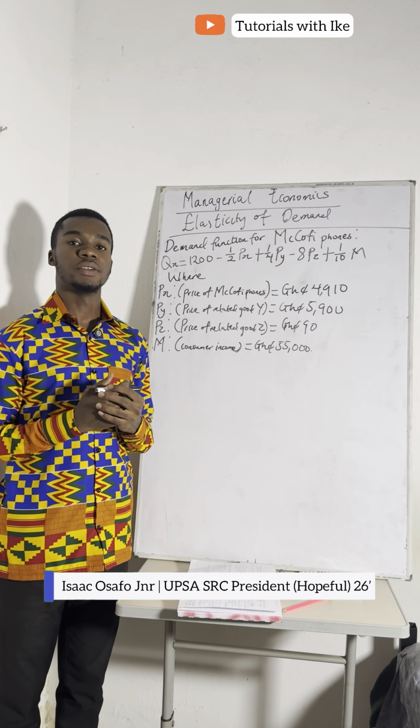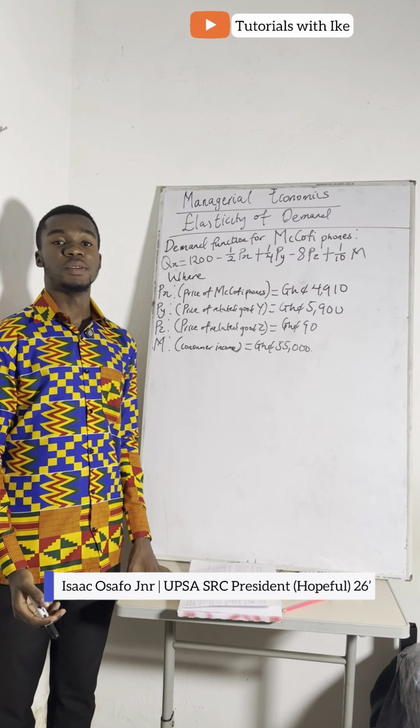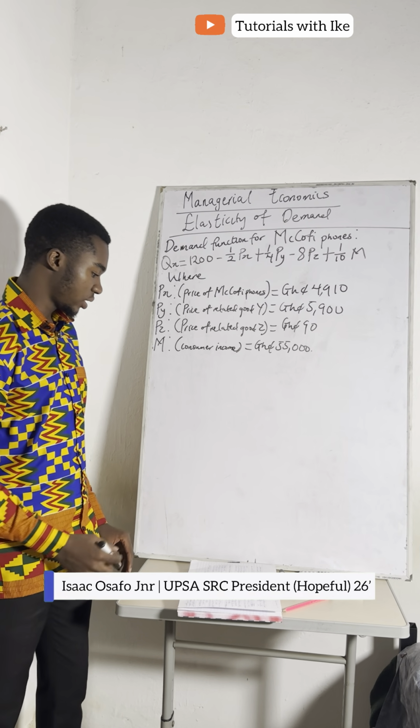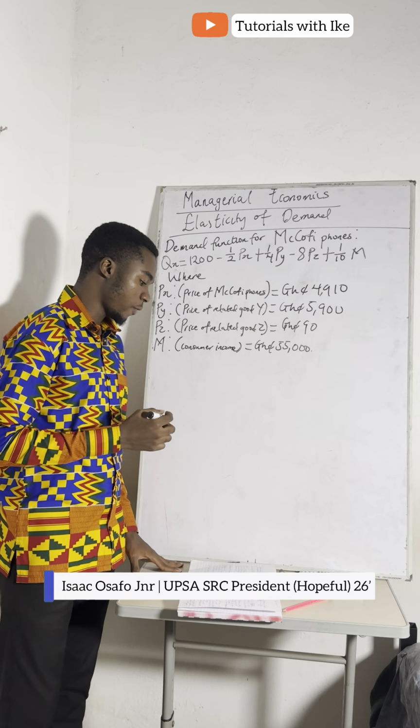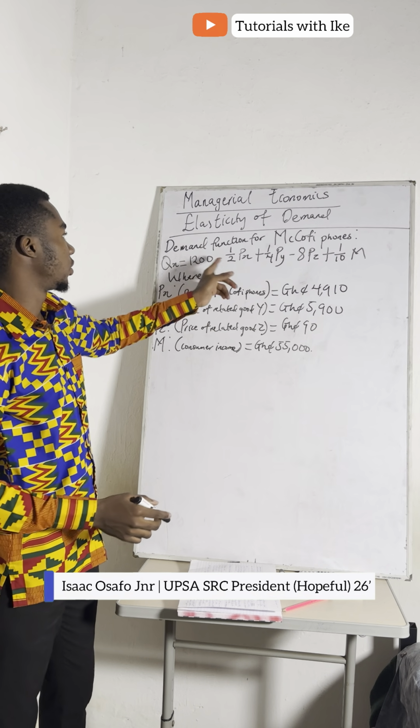Let's solve this managerial economics question together. So you have this question under elasticity of demand, which is a very important topic under managerial economics. The question says that the demand function for McAfee phones, and you've been given a demand function. So that's what we have here.